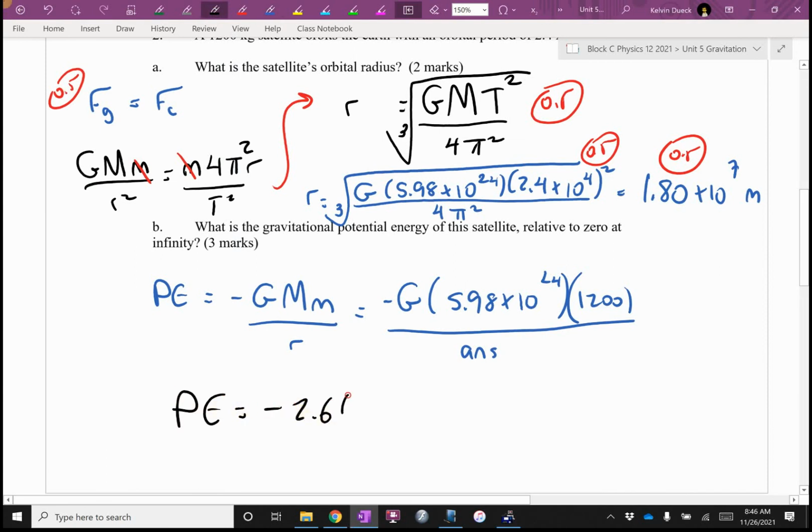Negative 2.66 times 10 to the 10th joules. And again, that's really also what it means relative to 0 at infinity. It's saying to escape Earth, you still need to burn that much more rocket fuel energy. Is that a lot? Yes. Is that why it's expensive to go to space? Yes. A few of you have asked me questions.